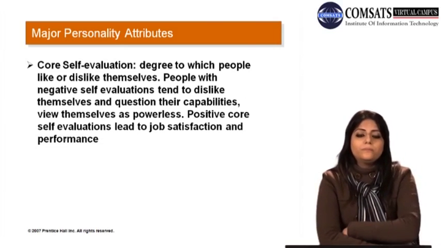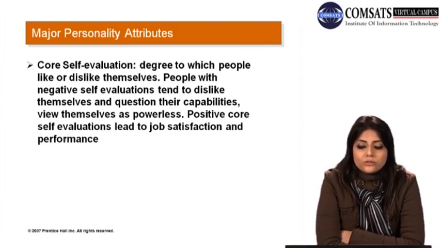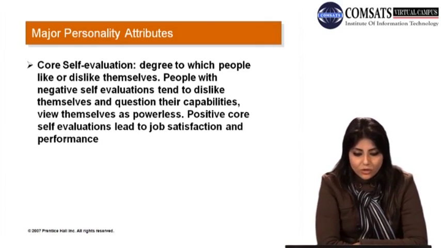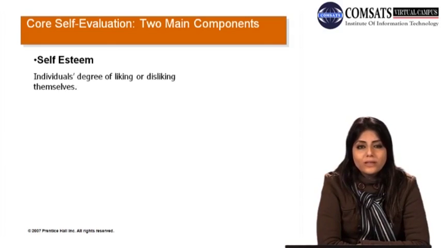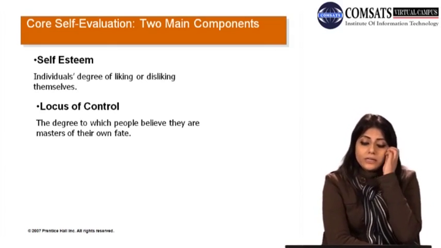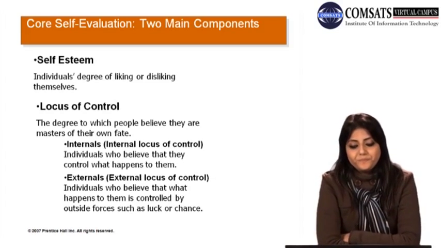Okay, so we see the different major personality attributes now. Core self-evaluations are basically the degree to which the individual likes or dislikes themselves, right? There are two parts of the core self-evaluations. The first one is self-esteem, which is the individual's liking or disliking for themselves, and the other is the locus of control, which is the degree to which people believe that they are masters of their own fate.